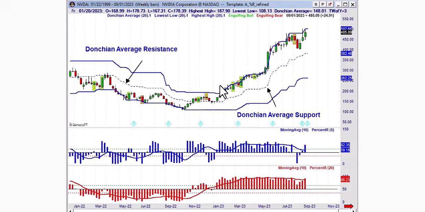Now, all this really does is the top line, the upper line, identifies the highest high within 20 periods. So if you're looking at a weekly price chart, that blue line indicates the highest high within 20 weeks. If you're looking at a daily price chart, and this is a 20-period Donchian channel, then you would be looking at the highest high or the lowest low within 20 periods. Now, the Donchian average is simply the midpoint between the upper boundary line and the lower boundary line. That's all it is.